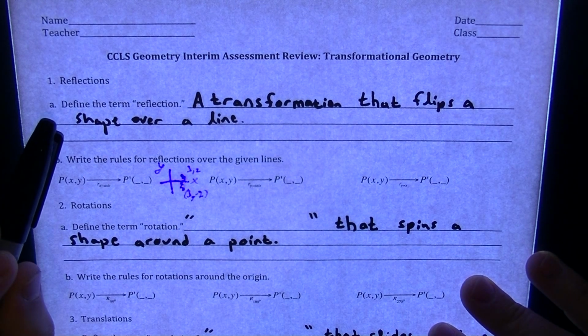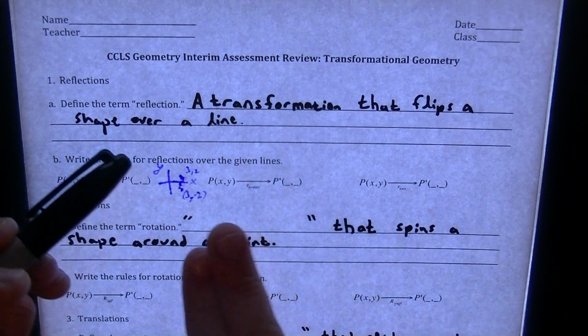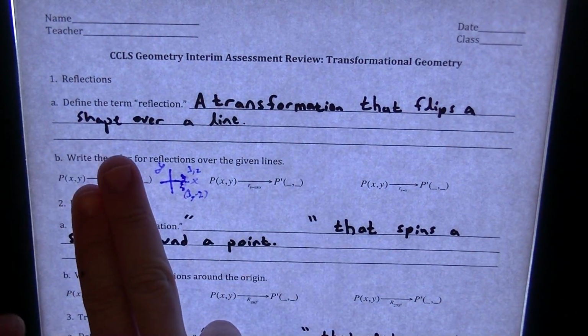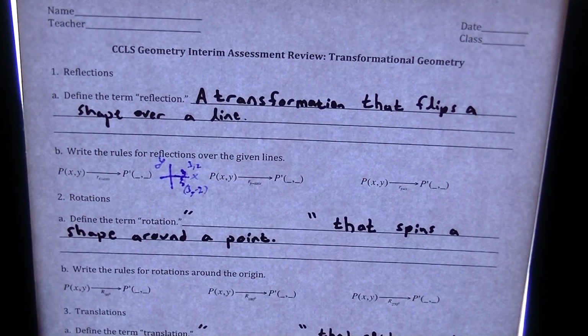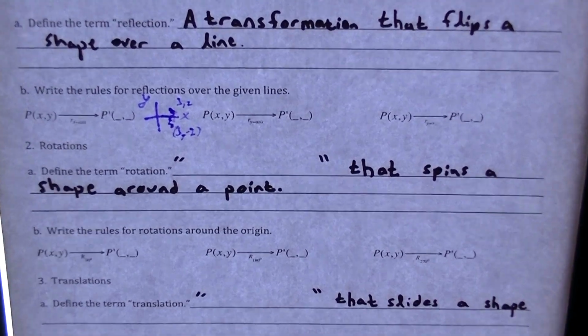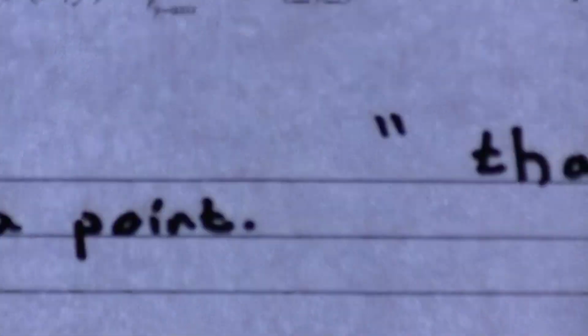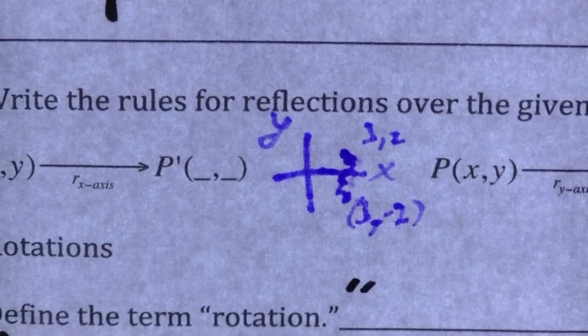The term reflection means a transformation that flips a shape over a line. So I've got maybe some line of reflection. This is the shape, and I flip it over that line. Now let's start looking at some of the rules that you might want to write down on your index card for it. So I've got this rule right over here.